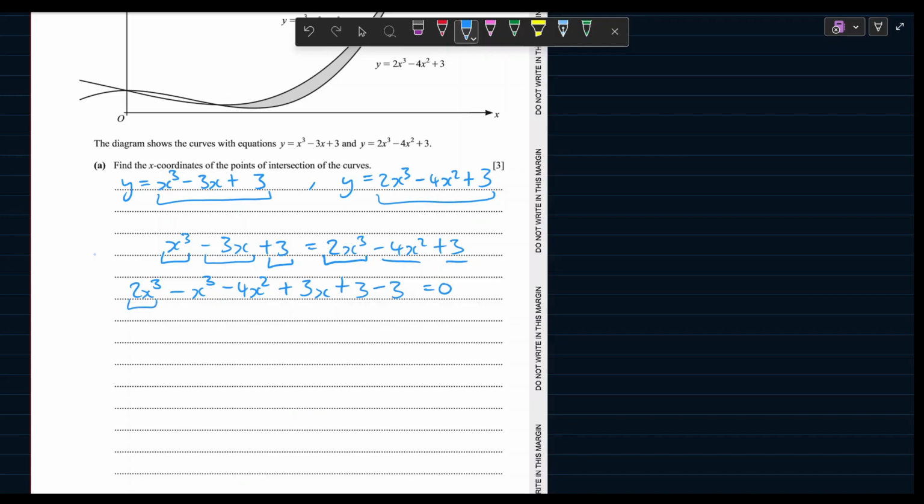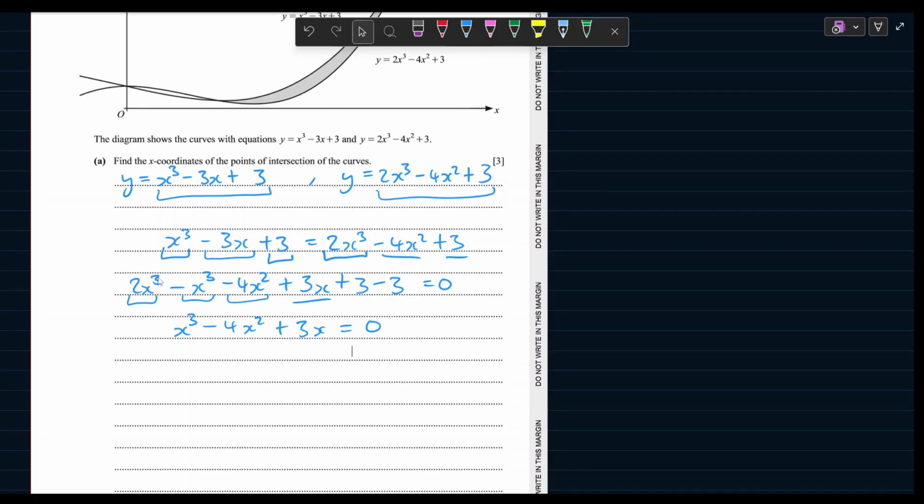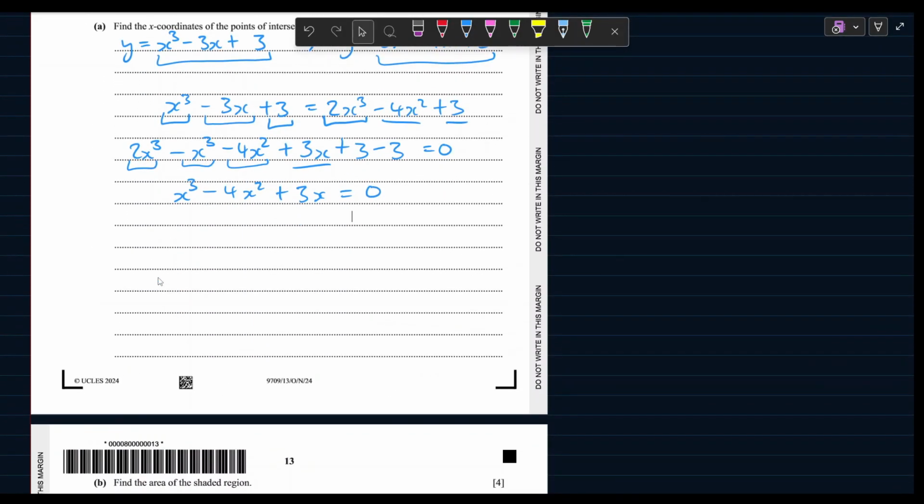So what we have is 2x cubed minus x cubed, which gives us positive x cubed. Then we've got minus 4x squared plus 3x. Then 3 minus 3 gives us a 0, so this is equal to 0. Now we've got a cubic equation, but we can factor out x so that we don't have to try to solve a cubic equation. So that's x times (x squared minus 4x plus 3) is equal to 0. So either x is 0 or this whole expression is 0.